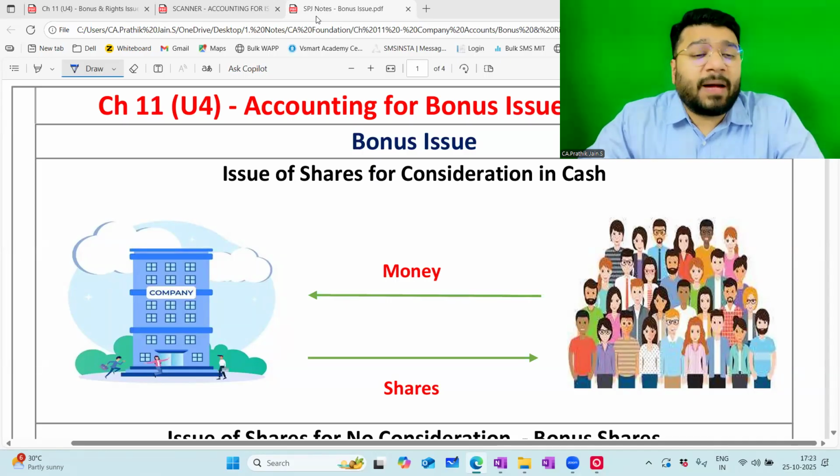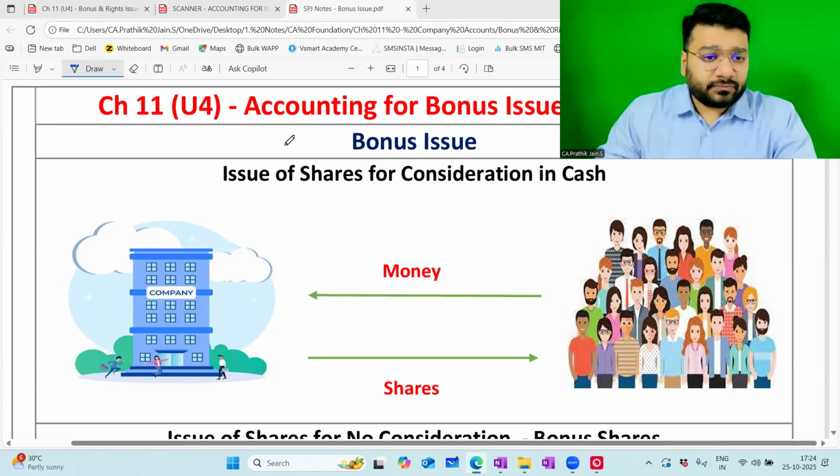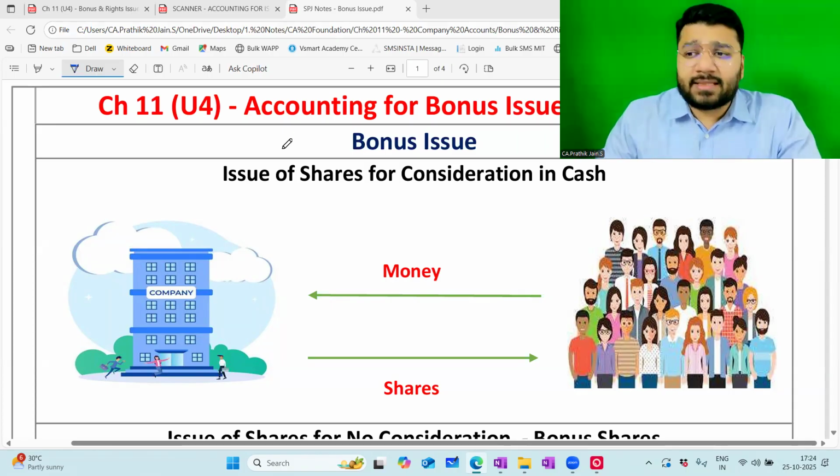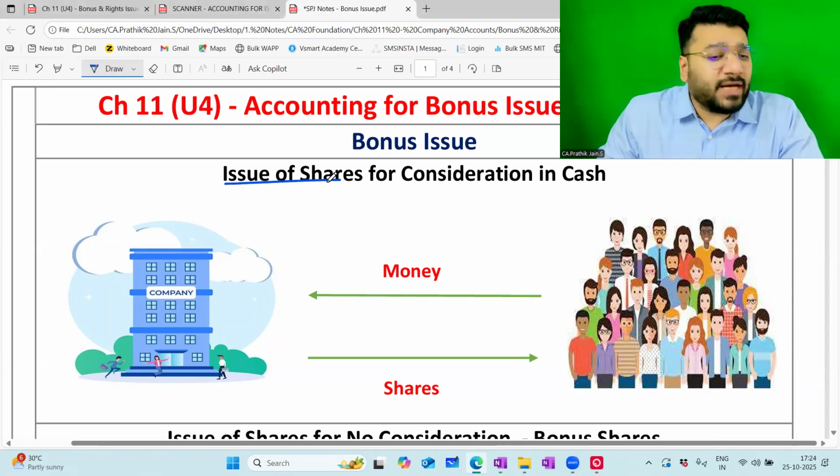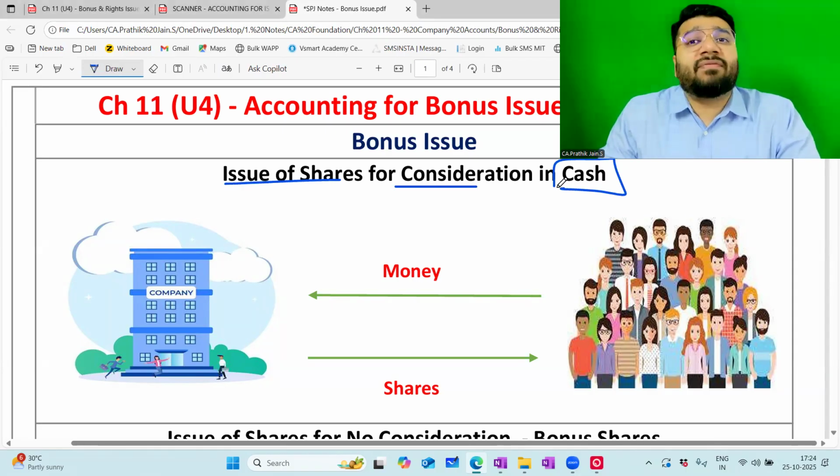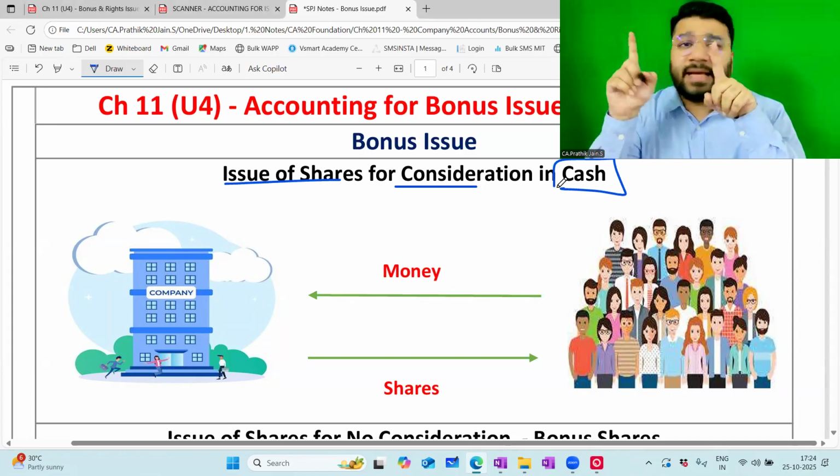So, guys, we're doing this chapter called accounting for bonus issue and rights issue. In that, the topic that we are currently discussing is how to do accounting for issue of bonus shares. We were discussing in last class that the company is issuing the shares, and in consideration, if they get cash, what is the combined effect? They pass two journal entries: bank to share application, and then share application to share capital.